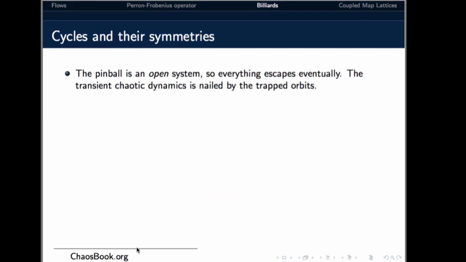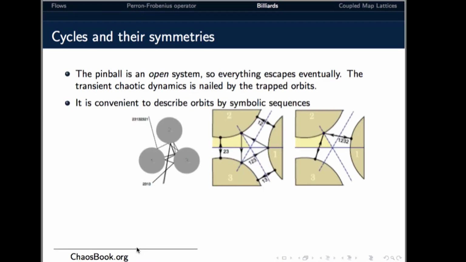Now, the pinball is an open system, so everything escapes eventually. So the transient chaotic dynamics is organized by the trapped orbits. That's the reason why we care about the periodic orbits. If we want to get information about, for example, the escape rate or other statistical information on the long-time dynamics, even though the system is open, we can definitely use the unstable periodic orbits. And those also can be reduced using the symmetries.